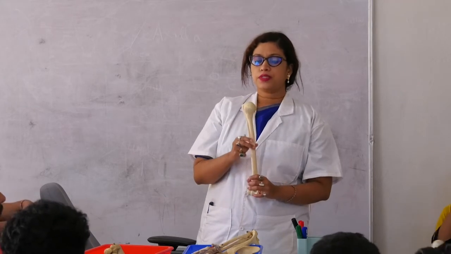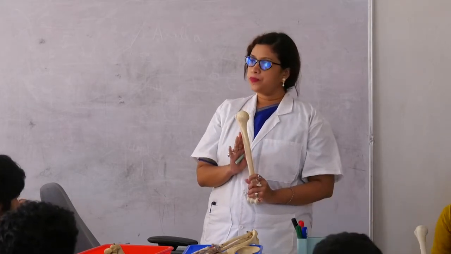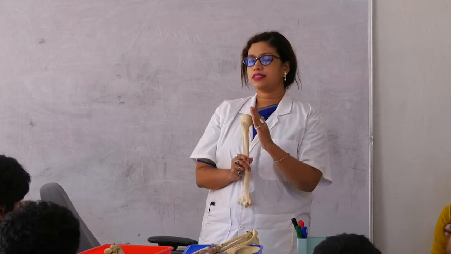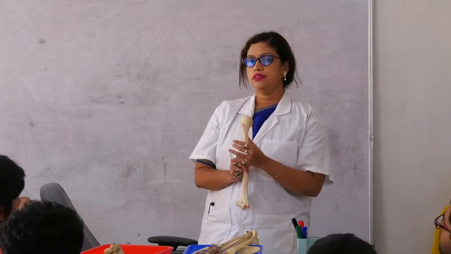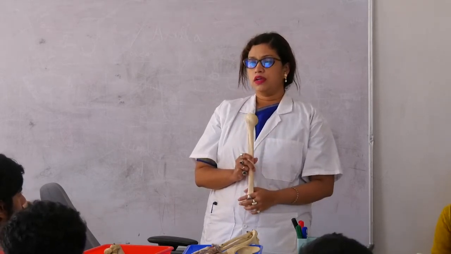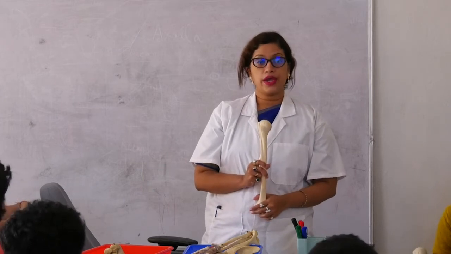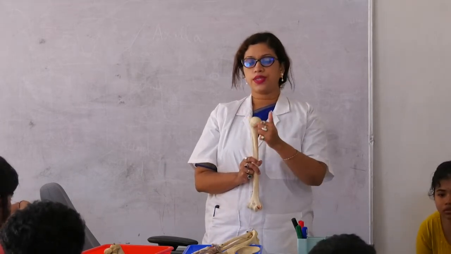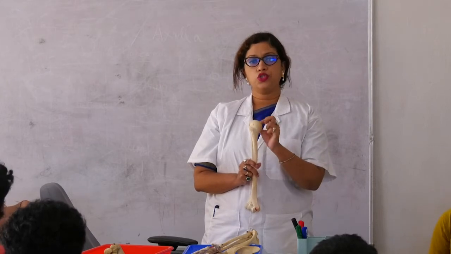Okay. So the next point is, the head is oval, right? What is present over here, on this surface? Glenoid labrum. Glenoid labrum. And this one is for the capsule of the shoulder joint.